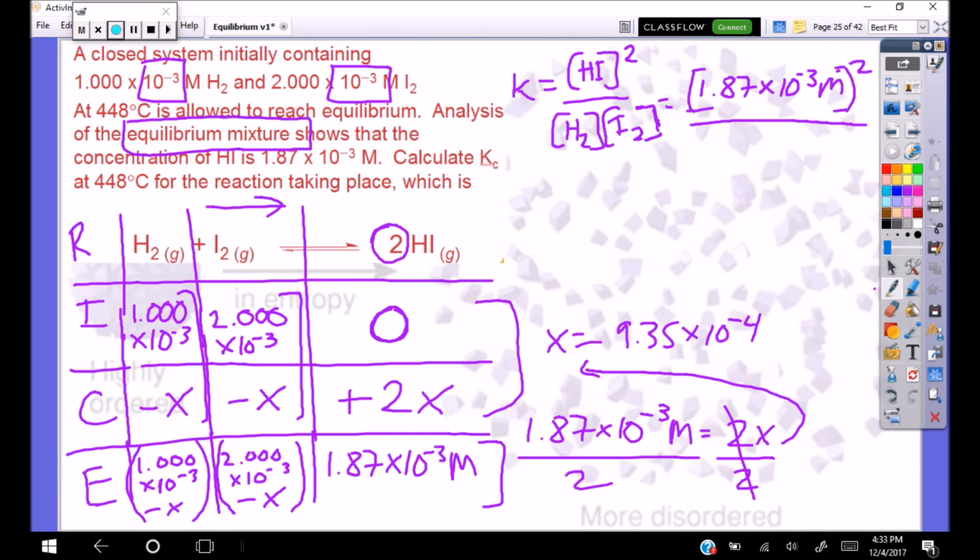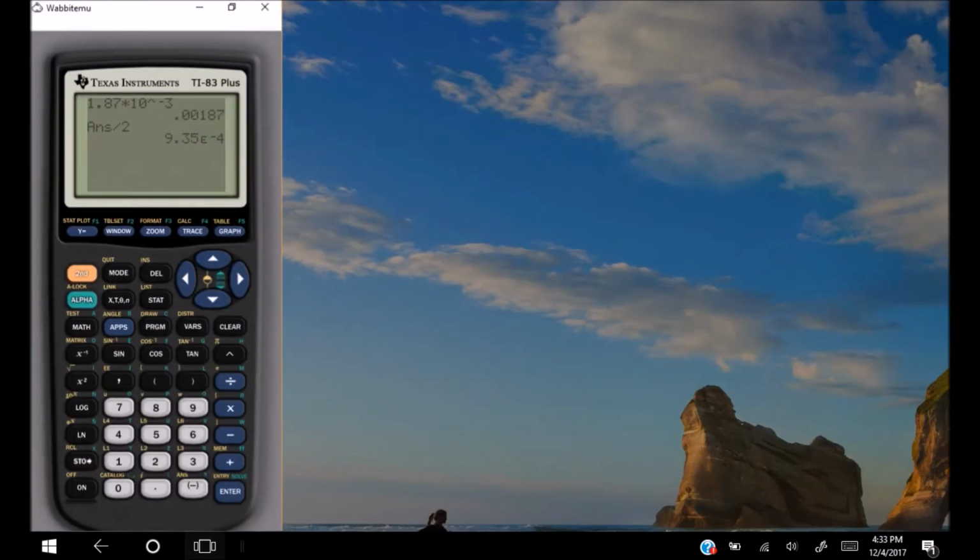So what I can do is I can now plug this back in. I'm going to use a different color. I'm going to take this number and plug it back in here, and plug it back in here, and I can say 1.0 times 10 to the negative third minus 9.35 times 10 to the negative fourth. All right.